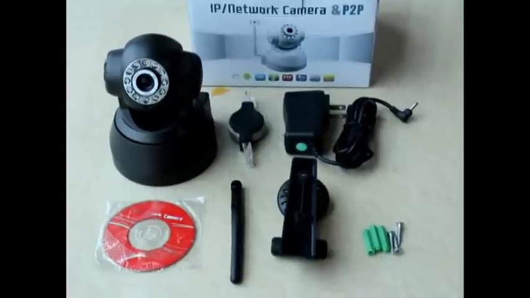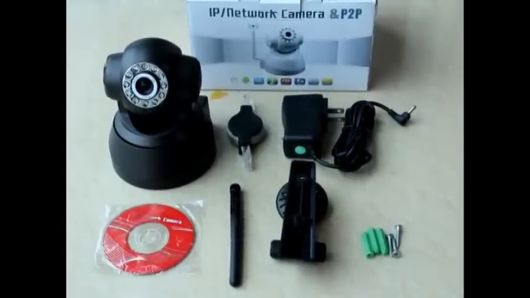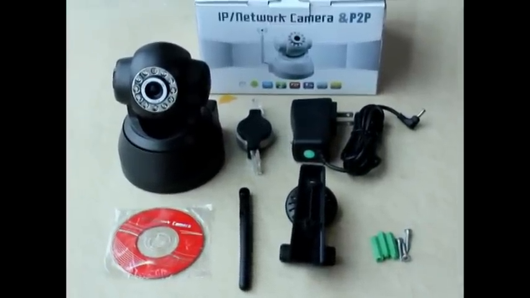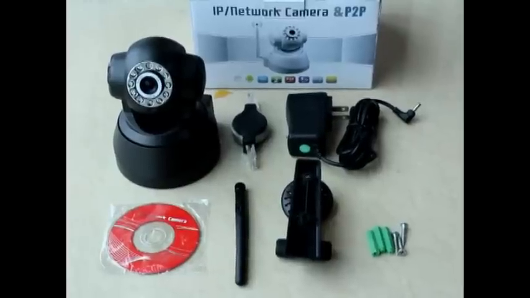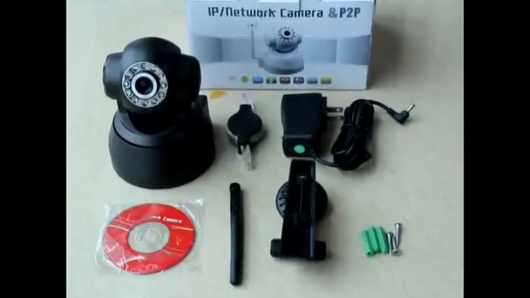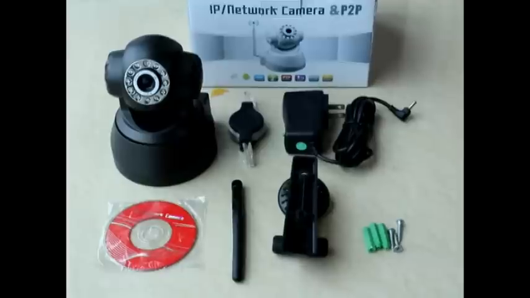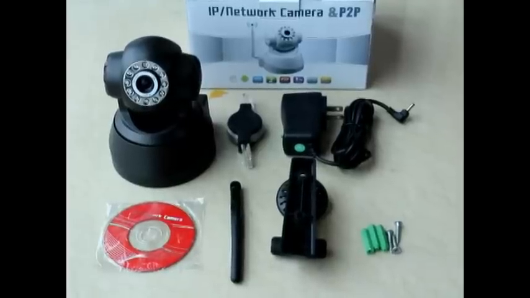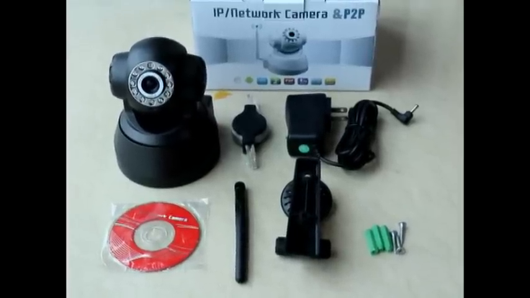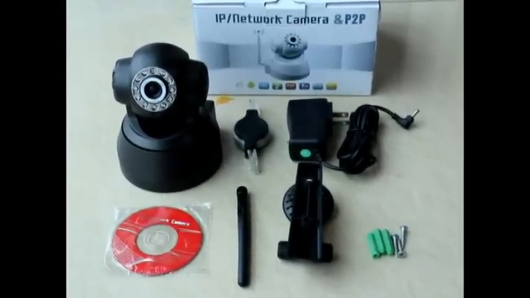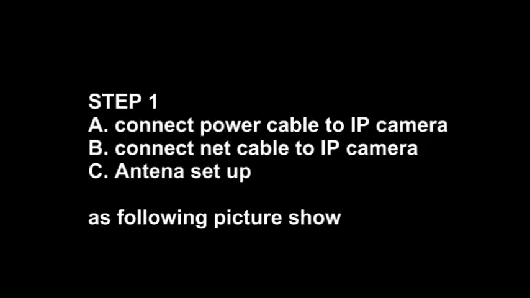On it, you can see the word P2P, one CD for software installation, one antenna, one retractable LED cable, one power adapter, one bracket and some screws to set up the IP camera to the walls. Setting up of IP camera can be finished in three steps.